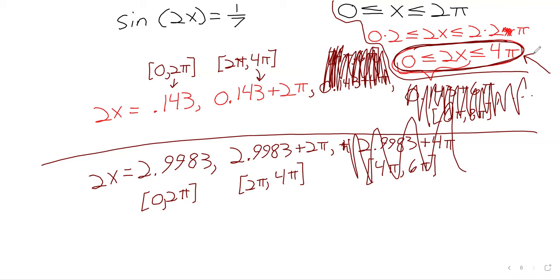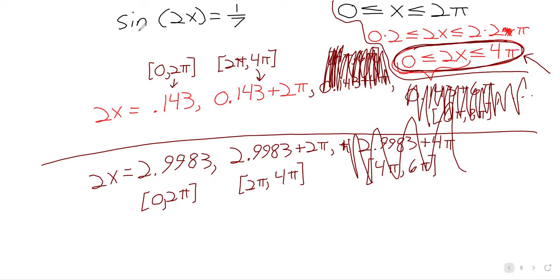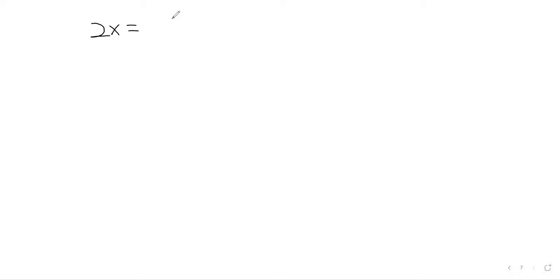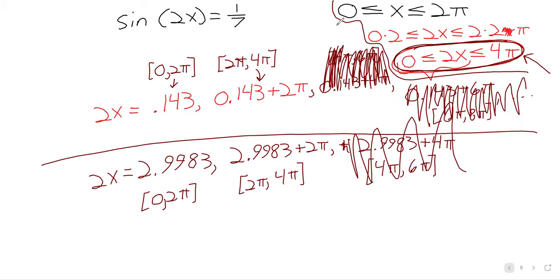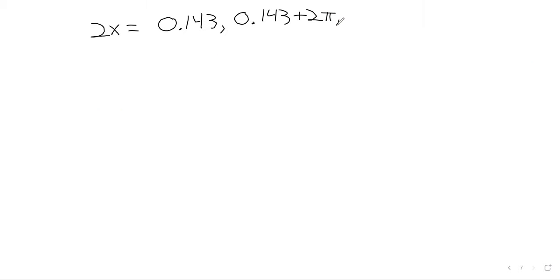And then we have to finish the problem. We've done the significant work, but our goal is to solve for x, and we haven't solved for x. We've solved for 2x. It can be 0.143 and 0.143 plus 2 pi and 2.9983 and 2.9983 plus 2 pi.